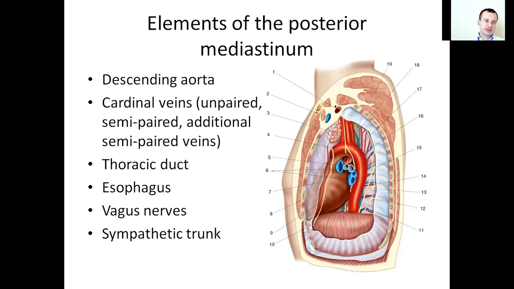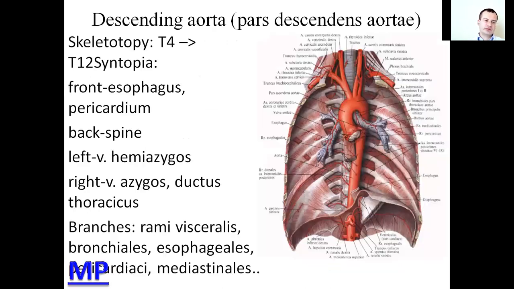Elements of the posterior mediastinum: descending aorta, cardinal veins, unpaired, semi-paired, and accessory semi-paired veins, thoracic duct, esophagus, vagus nerves, and sympathetic trunk.